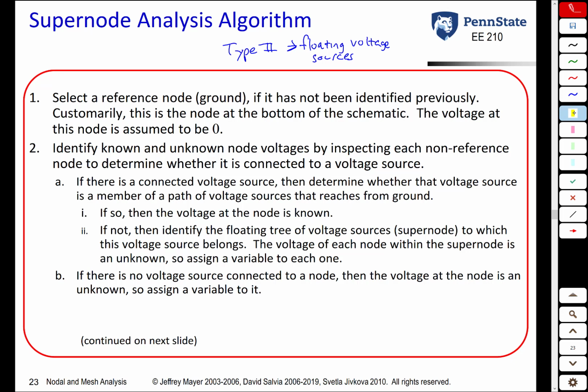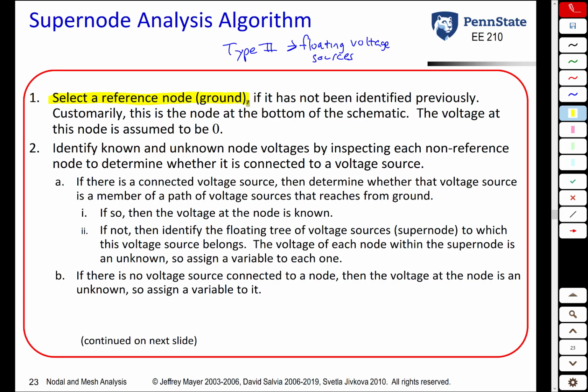So the first step is always the same. You always have to have a reference node. In nodal analysis, you must have a ground or reference node. In some circuits, ground will be predetermined. In other circuits, you will have to define that yourself. Obviously, if you're given the choice to define where ground is, you want to put it where the maximum number of voltage sources are grounded.